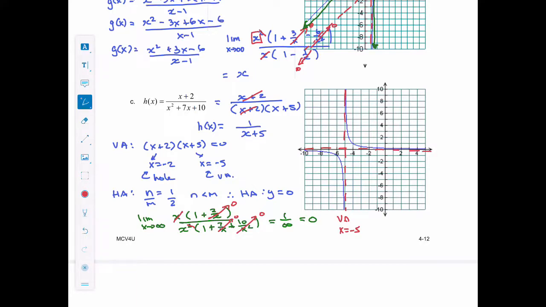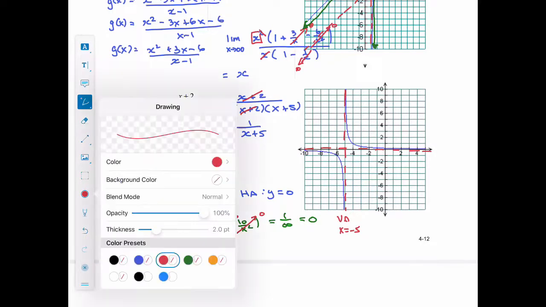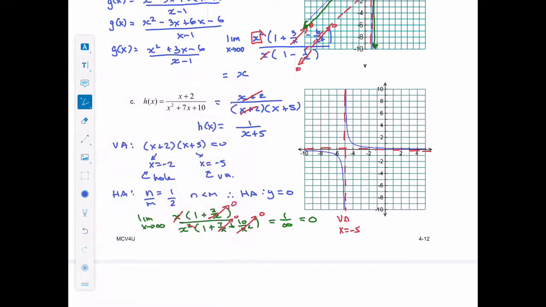Now, the last thing that we did not do is find the value of the hole. So if we want to find the value of the hole, we know that the hole is going to exist at x equals negative 2. So for the hole, I'll do it up here, right? We're going to put an h in this case, h of negative 2. Now, because we canceled negative 2, it's redundant to put it back. So what I'm going to do is put negative 2 plus 5, where we have h of negative 2 is equal to 1/3.